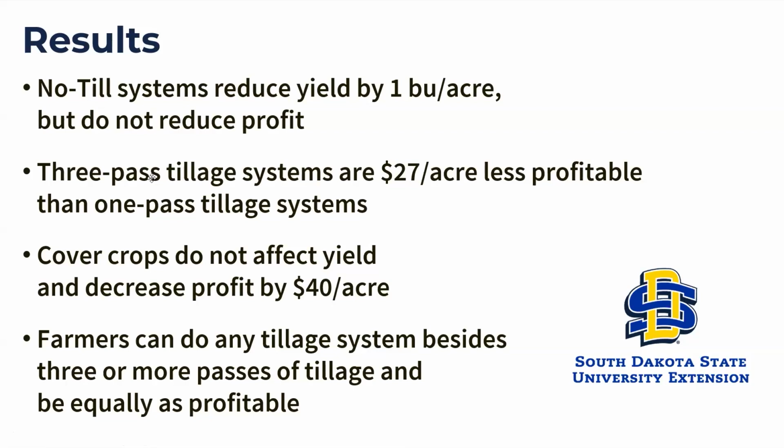So basically what we find is that farmers, and again, this is for Illinois, so not for South Dakota, farmers can do any tillage system besides 3 or more passes of tillage and be equally as profitable. So there's been a lot of push to switch to no-till, but this makes sense, that we can see all these different types of tillage systems and farmers using most of them because there doesn't seem to be a clear advantage when it comes to strip till, 1 passes of tillage, 2 passes of tillage, or no-till, a significant financial difference between them.